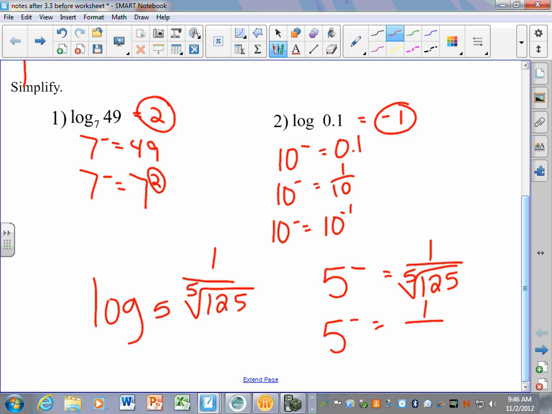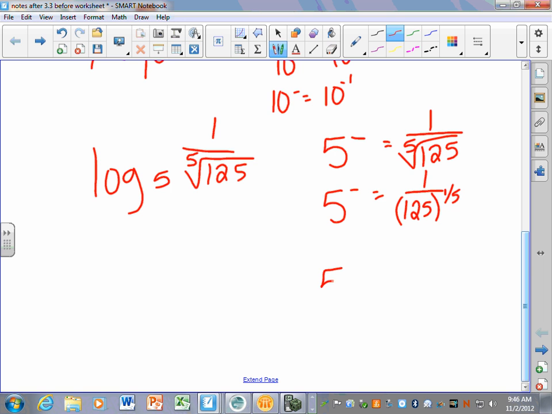I could leave it in the bottom here, and I could rewrite that as 125 to the 1/5 power. Roots mean fractional exponents. And again, I'm going to bring that up because this is not a fraction and this is a fraction. So I want to write that as 125 without the fraction. So what do I have to do to bring that up? So that would make it a negative.